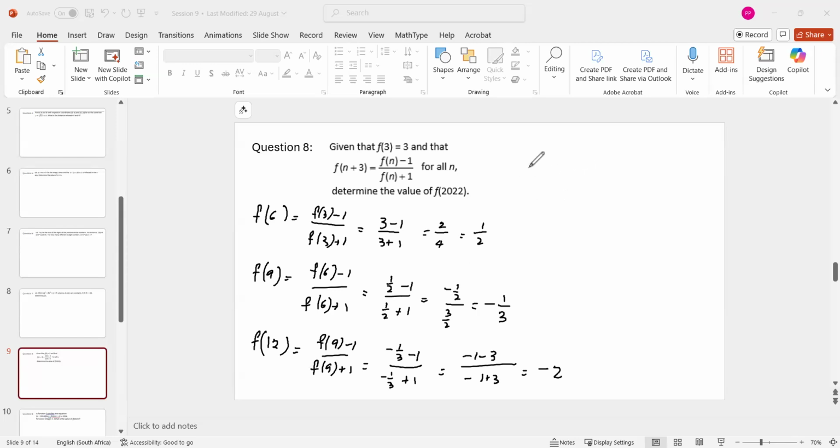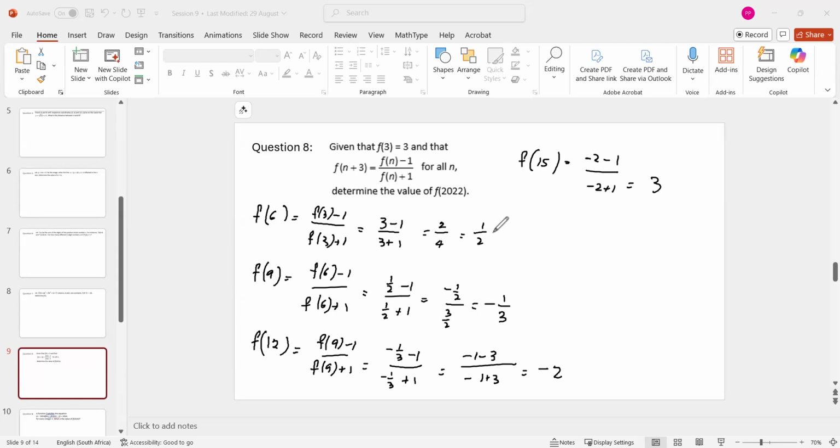Let's try f of 15 now. The next one is f of 15. All right, now I can do it straight away. F of 12 is -2, -1. And here, because the last one is -2, -2 plus 1, -3 over -1. Oh, I've got 3. Okay, so I'll come back to the starting point. So it means that f of 15 is 3.